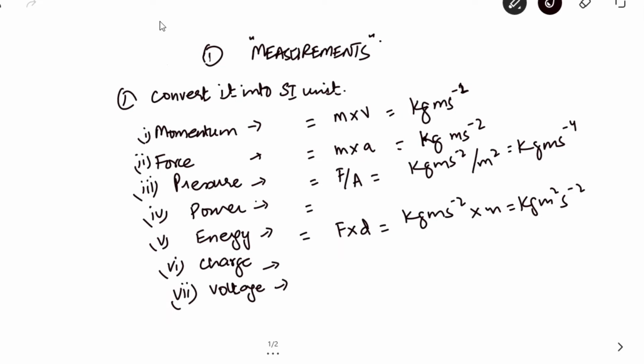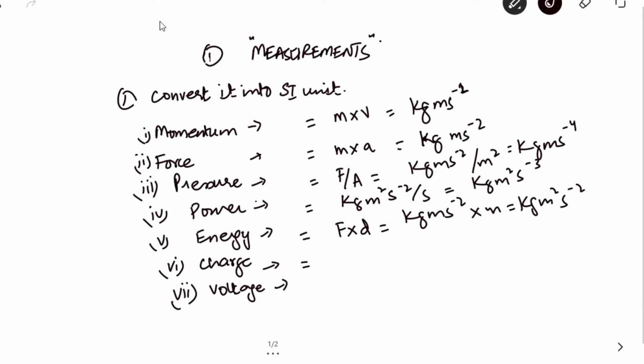Now coming to power. What is power? Power is defined as energy per unit time. So simply energy, we are familiar with the SI unit of energy. We will just divide it by s, so it will become kg m^2 s^-3.